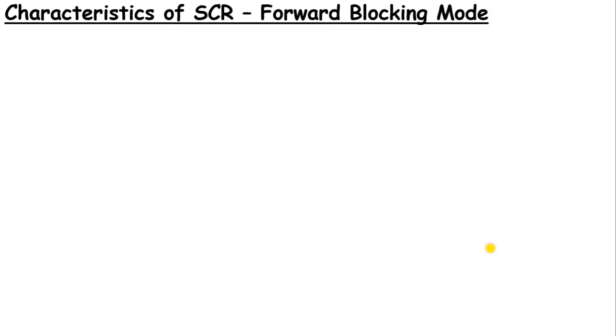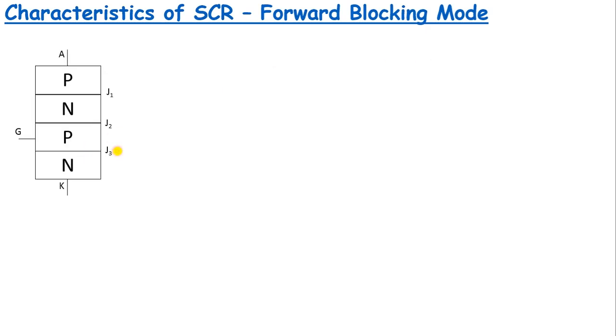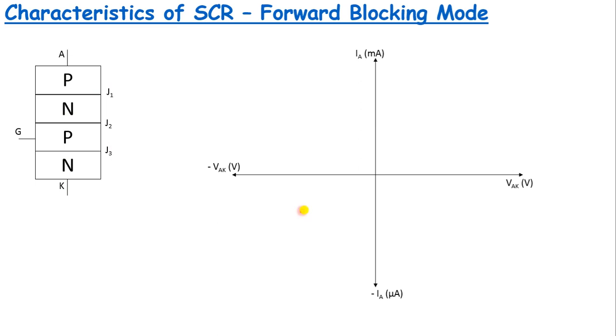First I will explain the characteristics of SCR under forward blocking mode. I am going to explain with the help of the constructional diagram of SCR. So this is the constructional diagram of SCR, where we mark the terminals anode, cathode and gate, and even mark the junctions J1, J2 and J3. The characteristics graph of SCR is a graph drawn between the voltage and the current, exactly, the voltage applied across the anode and the cathode terminals. So I am taking the VAK voltage on the x-axis and the current, that is the anode current, on the y-axis.